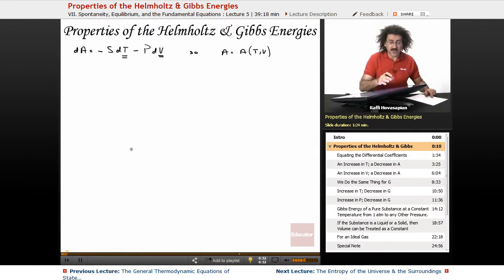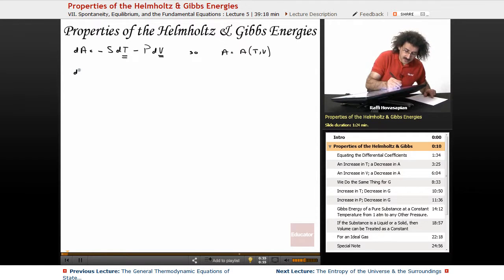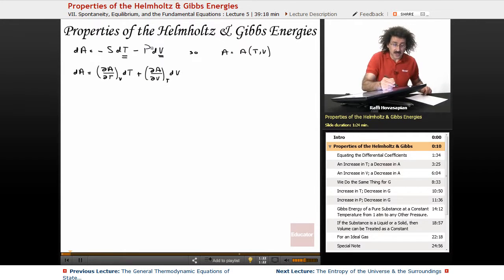Now, we can go ahead and express the total differential this way. dA, this is the general total differential. It is going to be the partial of A with respect to T, holding the other variable constant, not pressure, it's volume, dT, plus the partial derivative with respect to the other variable, the partial of A with respect to V, holding T constant, dV. So this is the general total differential. This is the one that we actually extracted from the fundamental equation of thermodynamics. This is one of the four fundamental equations of thermodynamics. Now, if we equate this and this, and this and this, here's what we get.